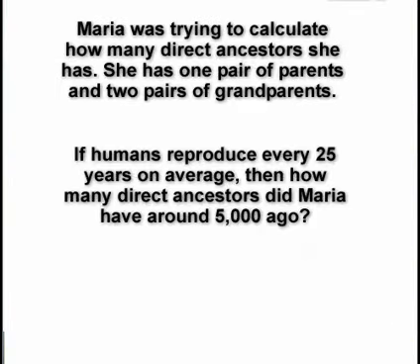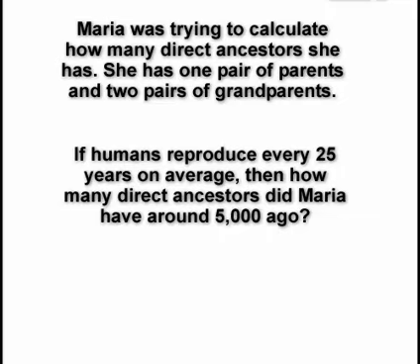Looks like we have a genealogy problem here. Maria is trying to calculate how many direct ancestors she has. She has a pair of parents, and she has 2 pairs of grandparents. So they tell us that humans reproduce every 25 years on average. And then how many direct ancestors did Maria have around 5,000 years ago?